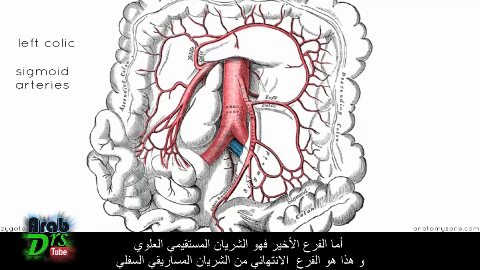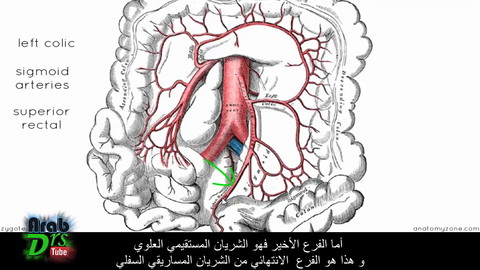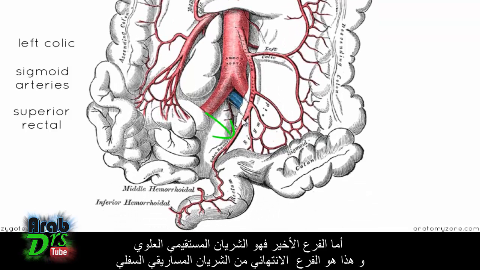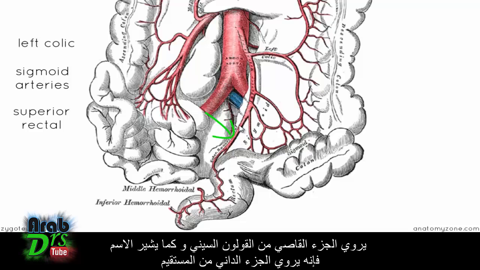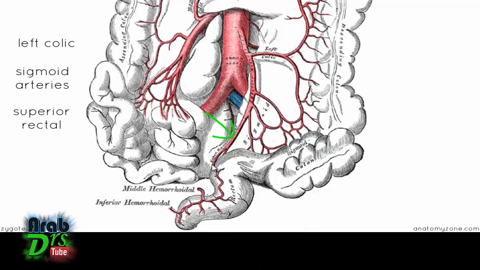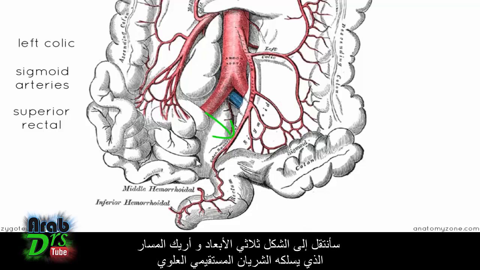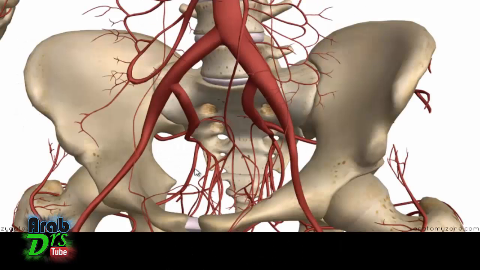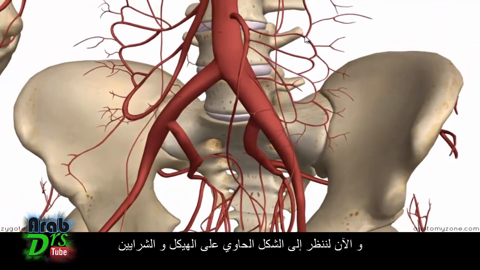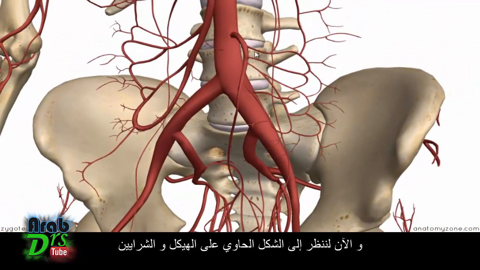So the last branch we've got is the superior rectal artery. So this is the terminal branch of the inferior mesenteric artery, and it supplies the distal part of the sigmoid colon, and as the name suggests, it supplies the proximal rectum. So I'll switch over to the 3D model and show you the course that the superior rectal artery takes. So we're looking here at a model with the skeleton and also the artery.